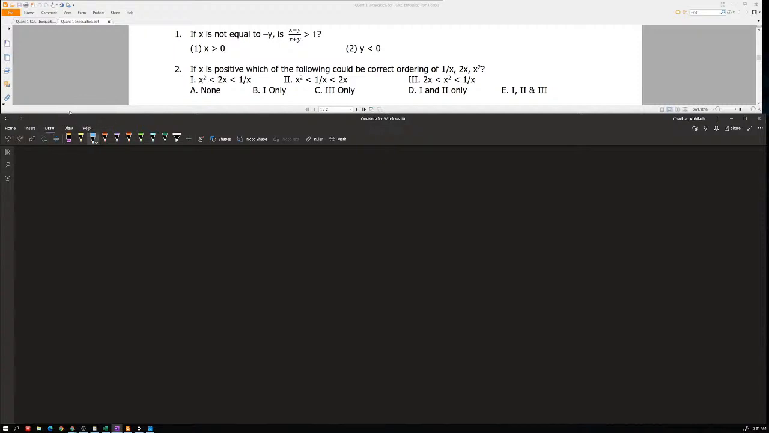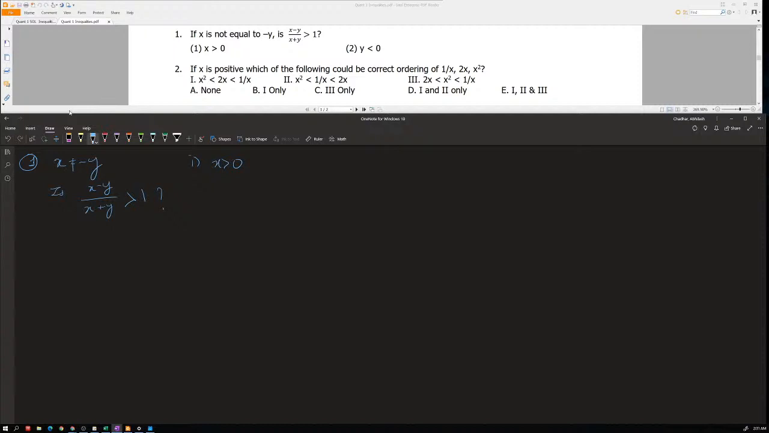Anyway, let's start with inequalities. Last time we discussed the concepts on inequalities. This time we'll do it differently. Start solving the questions. So the first question says x is not equal to minus y, and it is an is-type question, so we need to prove whether (x minus y) divided by (x plus y) is greater than 1 or not. Alright, so the first condition is x is greater than 0, that means x is positive.